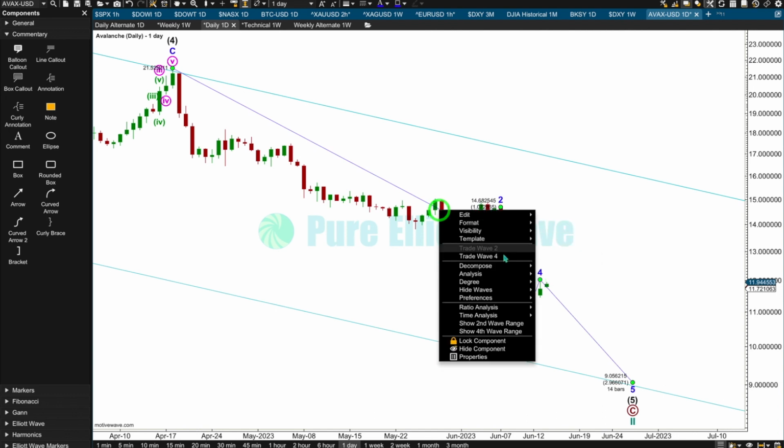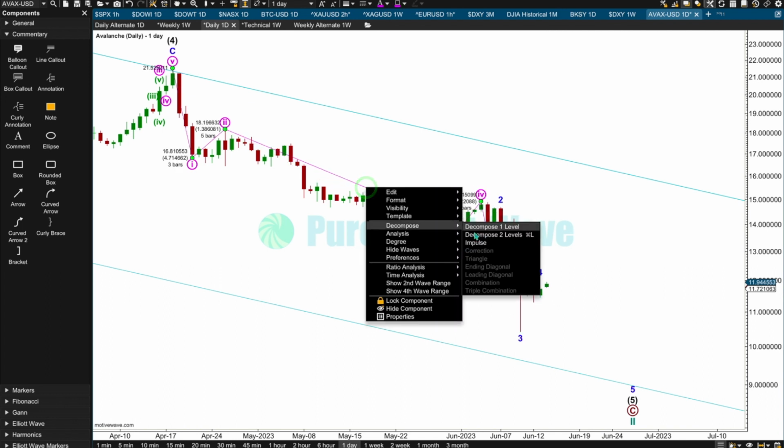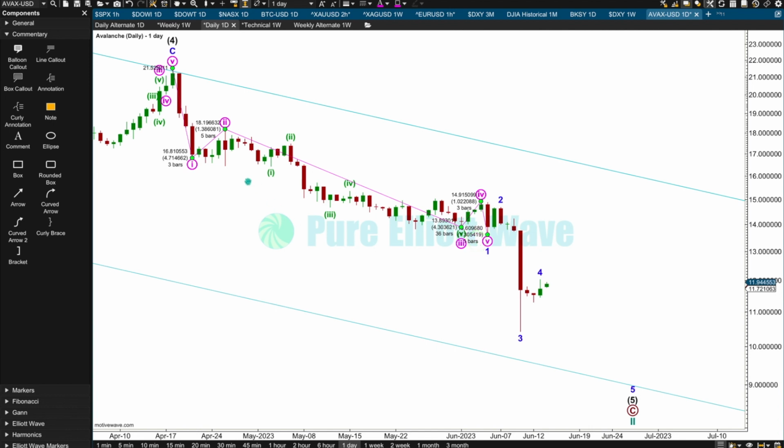Oh, is this going to work as an impulse? Nope. Have to put this here. I don't know if this is going to work. Oh no, there's the middle of the impulse there. Okay, this is going to fit. Is it? Yes. Why did you not think that would fit motive wave?